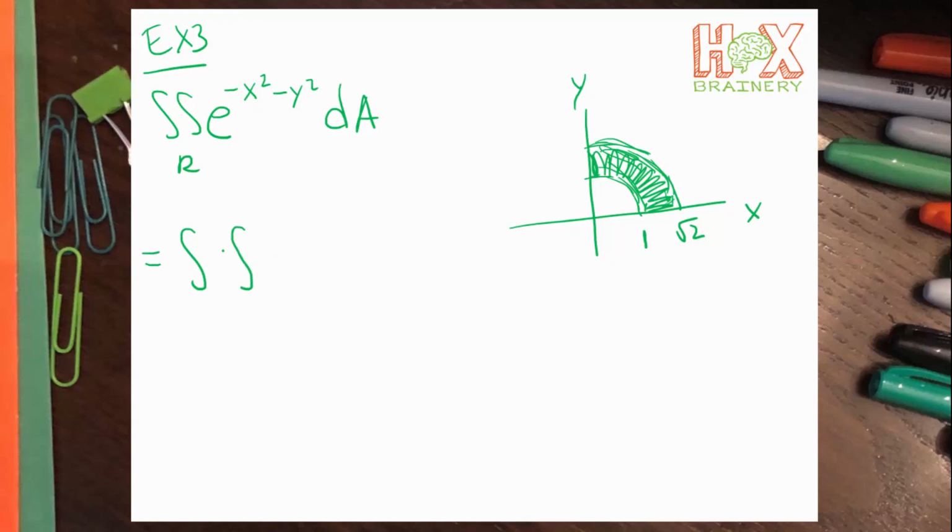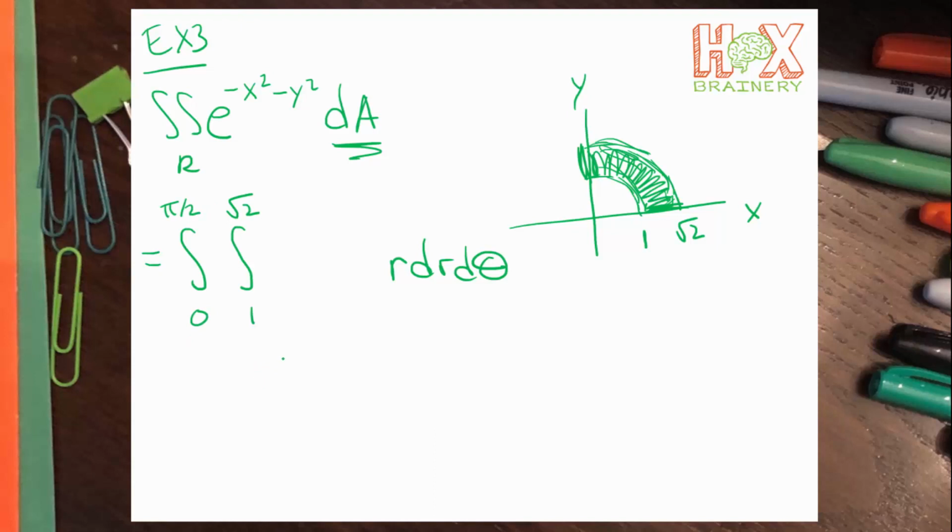I'm going to leave the integral in for now. This part here, dA, that gets replaced with r dr d theta. Then I'm going to take care of the limits of integration. So r is going from 1 to square root 2, right? Radius 1 to radius square root 2. And theta is going from 0 to pi over 2, if I'm going to stay in that first quadrant.